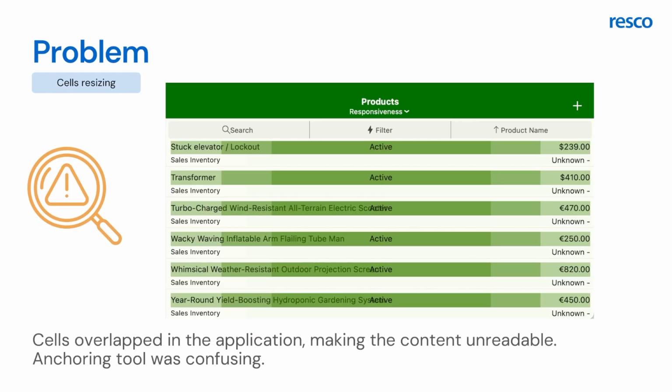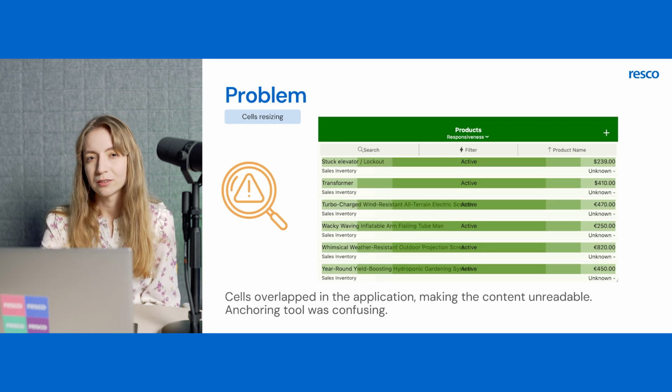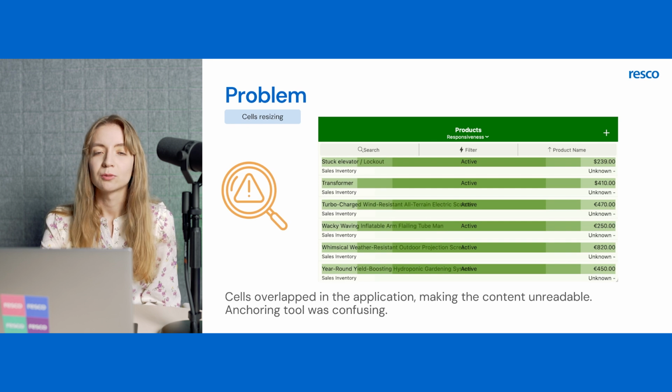Users sometimes experienced overlaps of cells in rows, making the content unreadable due to misconfigured anchoring, because the anchoring tool was quite complicated, with some options having zero effect on the final layout, which contributed to the confusion.